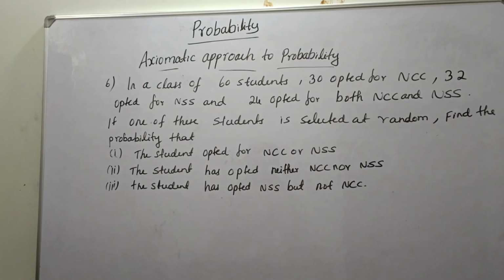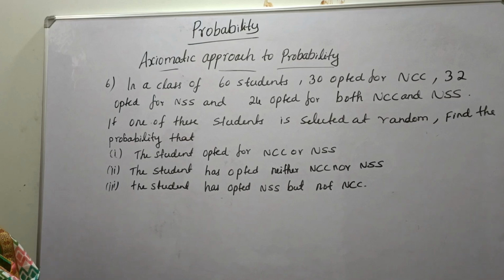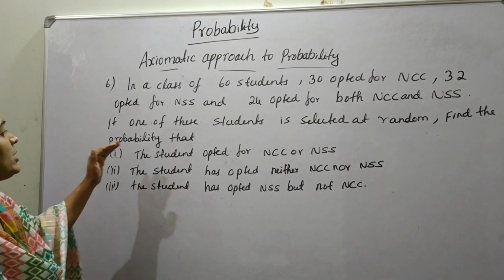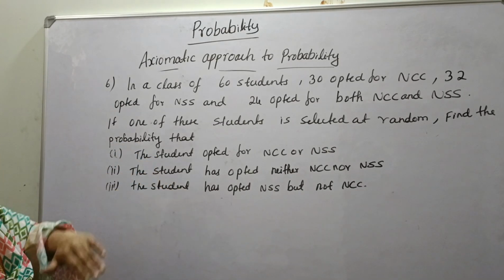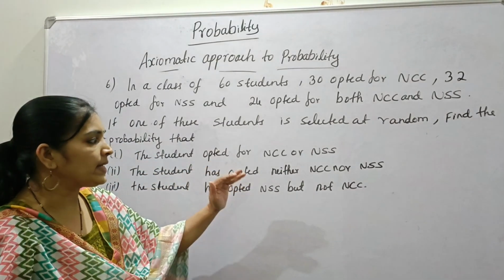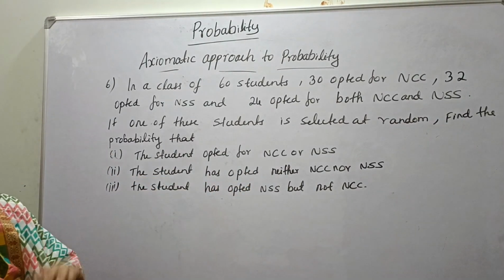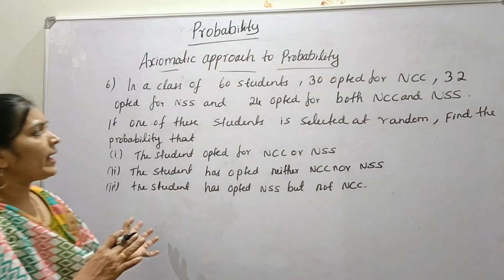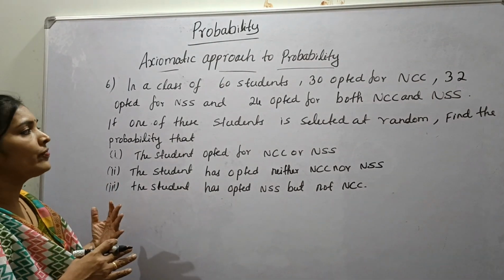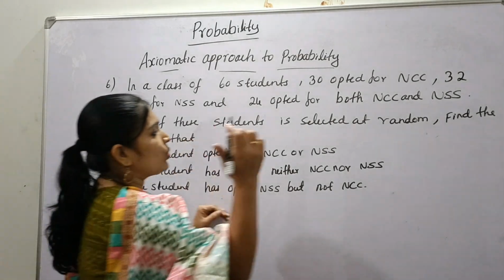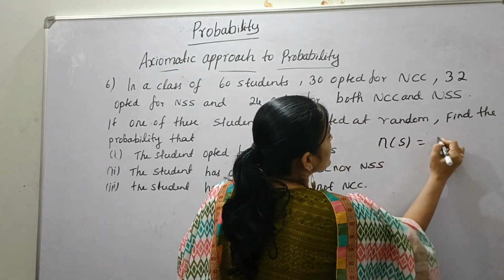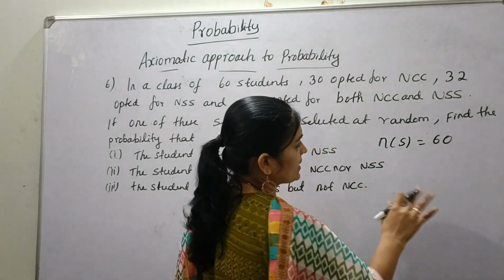Next question. In a class of 60 students, 30 opted for NCC, 32 opted for NSS and 24 opted for both NCC and NSS. If one of these students is selected at random, find the probability that the student opted for NCC or NSS, the student has opted neither NCC nor NSS, the student has opted NSS but not NCC. So here there are a total of 60 students. Out of 60, one is selected, so the number of elements in the sample space is 60 C1, that is 60 itself.